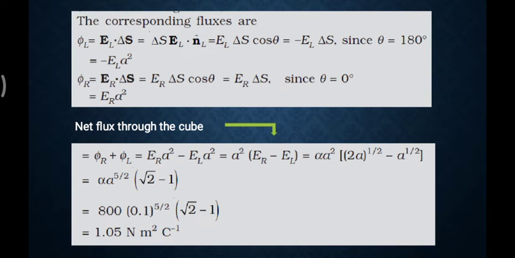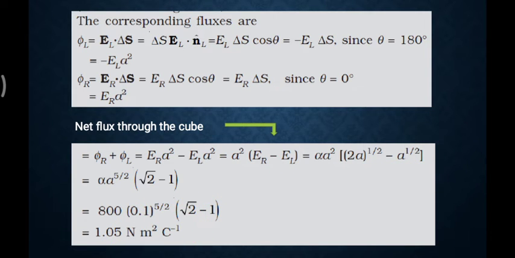Now alpha is equal to 800, and a is equal to 0.1 meter, raised to 5 by 2, square root of 2 minus 1. Just do it in your calculator and you will get the answer. The unit will be reflected by the alpha unit. This is a flux unit, it is nothing but E times delta S. The electric field unit is Newton per coulomb, and delta S has the unit meter square, so the unit is Newton meter square per coulomb. No need to mug up, you can also derive it.